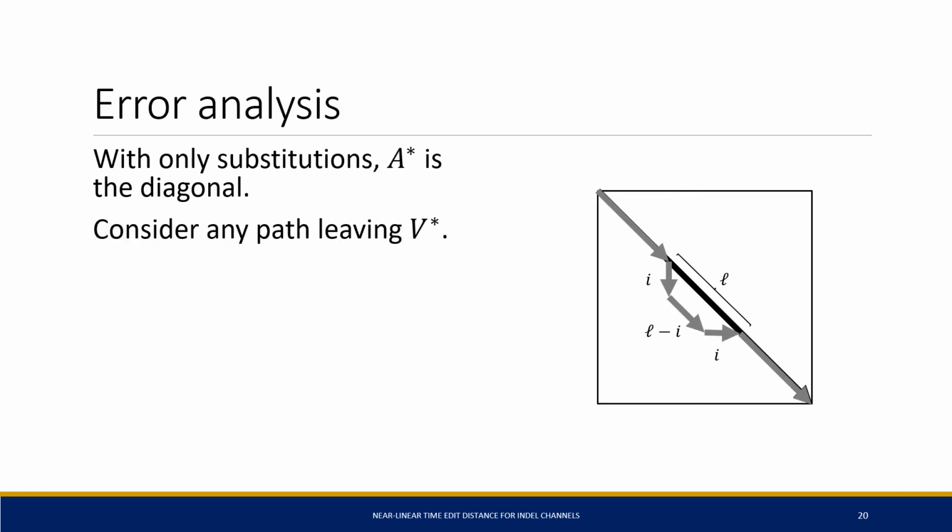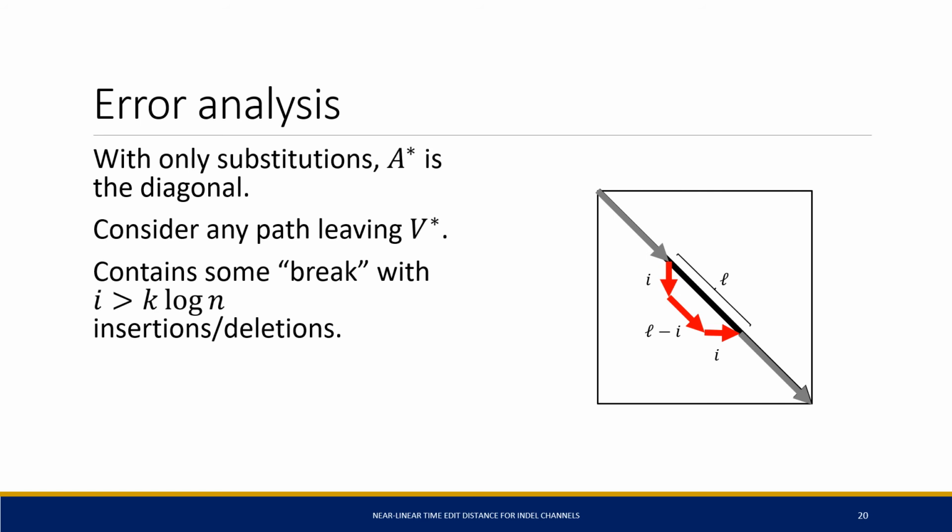So the idea is, let's consider any path which leaves V star, the set of vertices near A star. Any such path contains a break, such as this one highlighted in red. And by break, I mean some maximal subpath within that path that is completely edge disjoint from A. And because this path leaves V star, the total number of insertions and deletions in the path must be at least k log n, and in particular, the total length of the path is, of course, at least k log n.